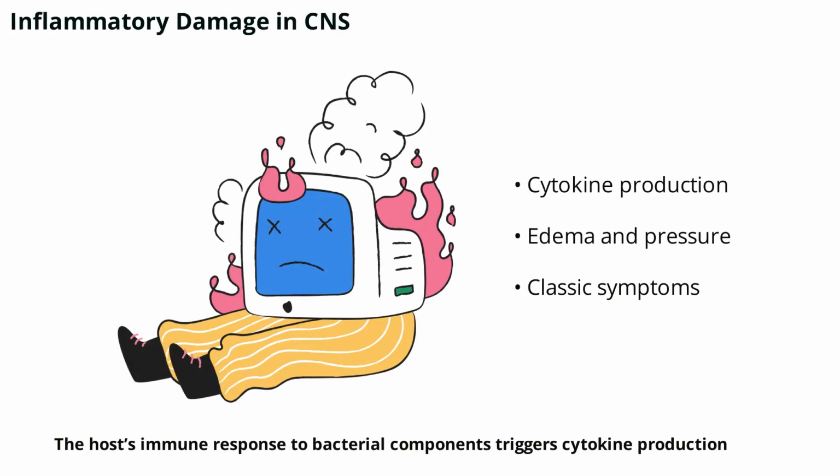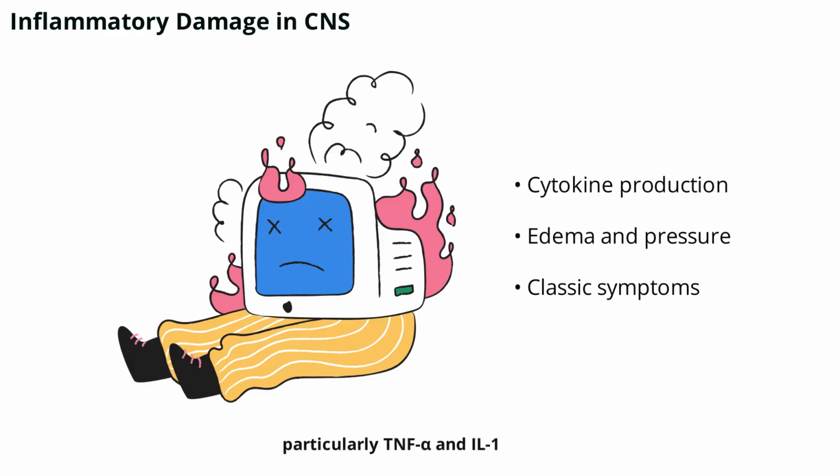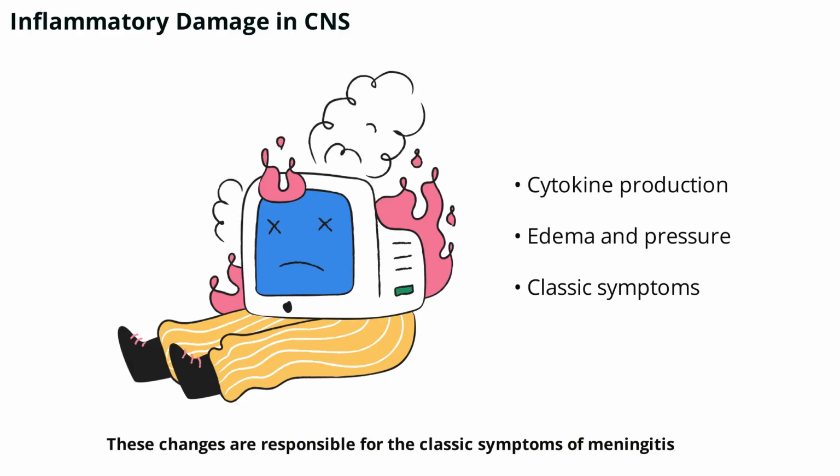The host's immune response to bacterial components triggers cytokine production, particularly TNF-alpha and IL-1, leading to increased blood-brain barrier permeability. This allows immune cells to enter the CNS, causing cerebral edema and increased intracranial pressure. These changes are responsible for the classic symptoms of meningitis, including headache, neck stiffness, and altered mental status.